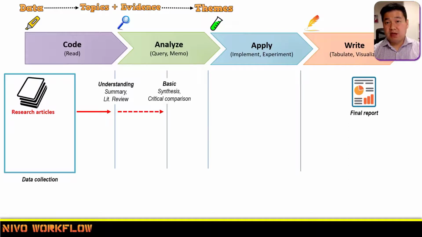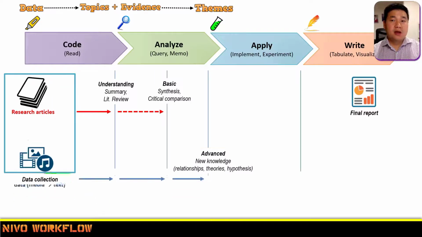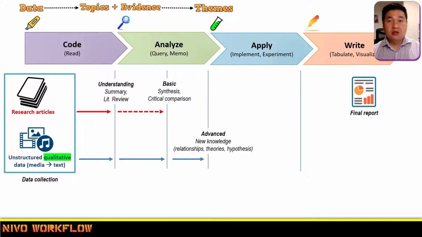However, you could go one step further to actually analyze the articles deeper by using queries, asking questions of the data, and writing memos or taking notes along the way. Such analysis is considered basic, as we're not making any new discoveries yet. Instead, this allows us to synthesize the topics or codes that we found into larger themes and perform critical comparison between articles.